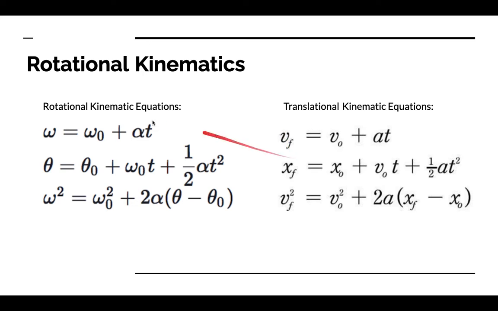They are the translational kinematic equations, except with the translational variables swapped out for the rotational variables. So final velocity is replaced with final angular velocity, final position is replaced with final angular position, and so forth. These first 2 equations are on your equation sheet. This third equation is not on your equation sheet. However, you don't really have to memorize it because it's the same thing as the translational kinematic equation, which is on your equation sheet, just with the translational variables swapped out for their rotational analogs.